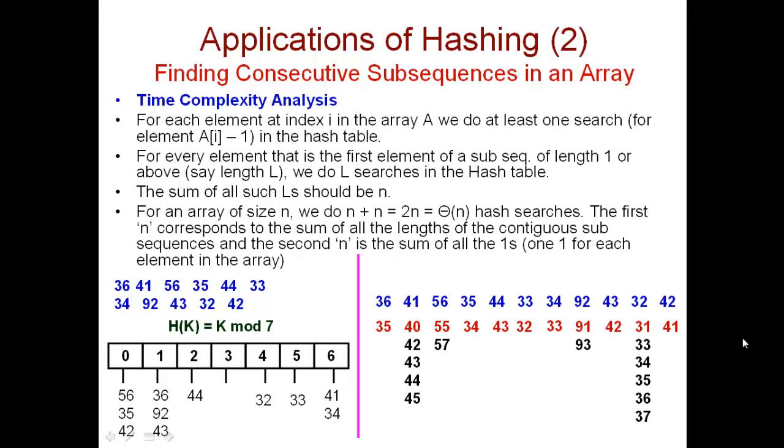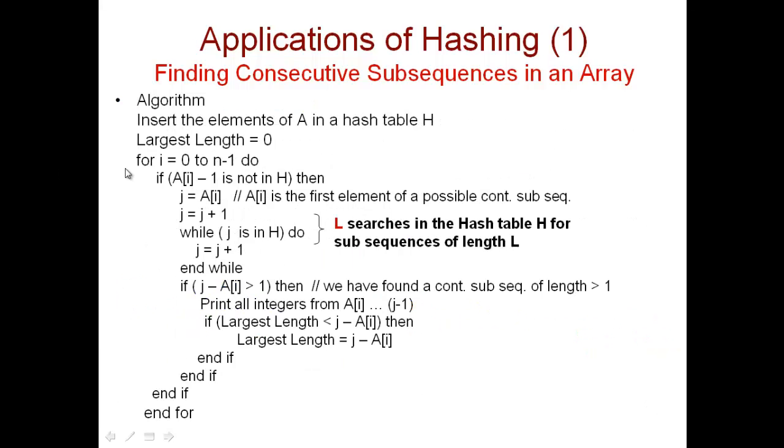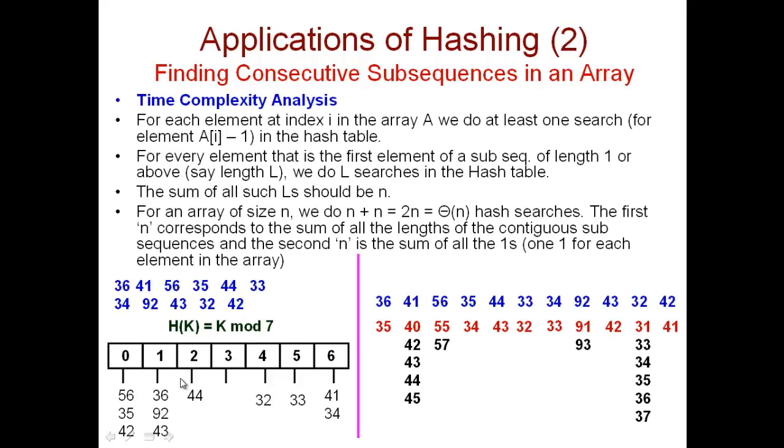Then to find subsequences of length 1 or more, basically you need to check if the subsequent elements after a of i are in the array. That's why we initialize j to be a of i. We need to check if the subsequent elements starting from j plus 1 are in the array or not. So in the case of 41, we check for 42, 43, 44 until 45. And in the case of 56, we check for 57 and so on. Those I have written in black.